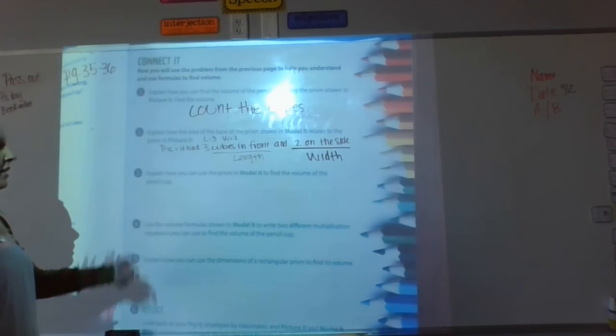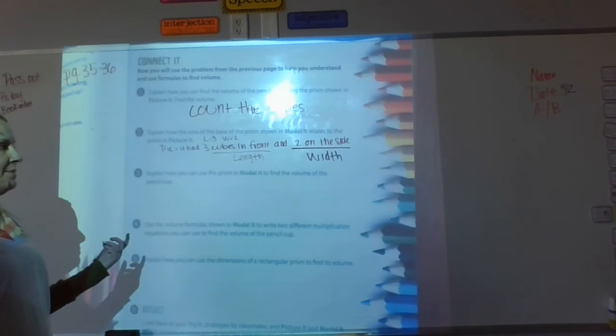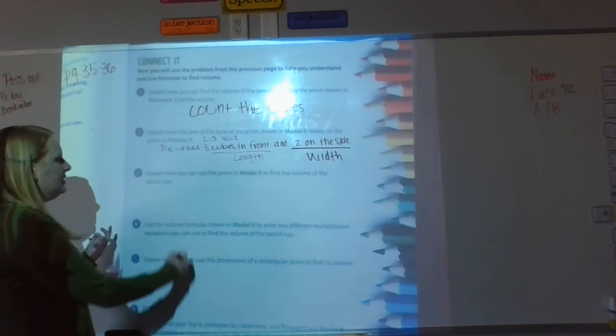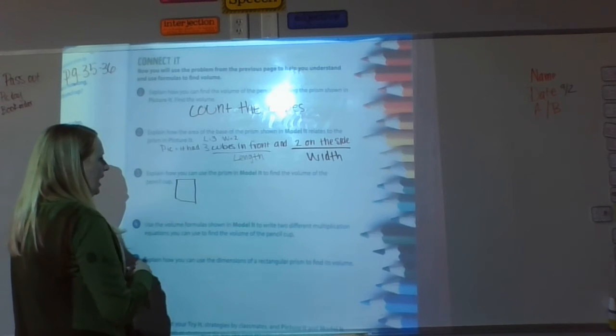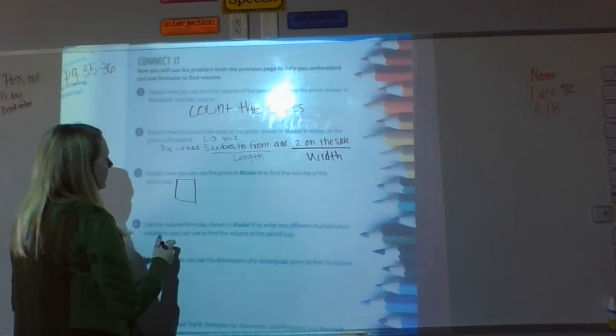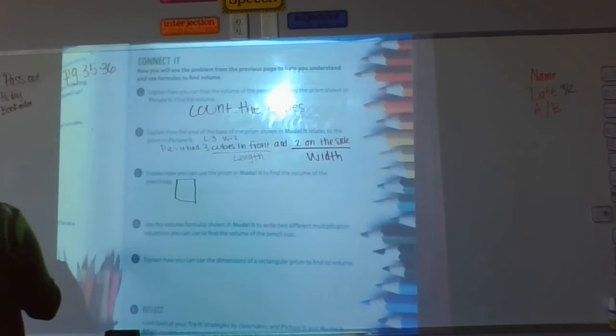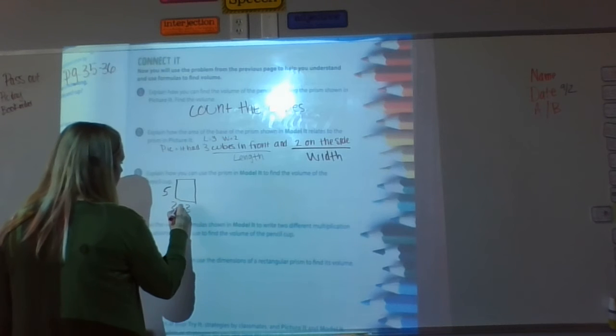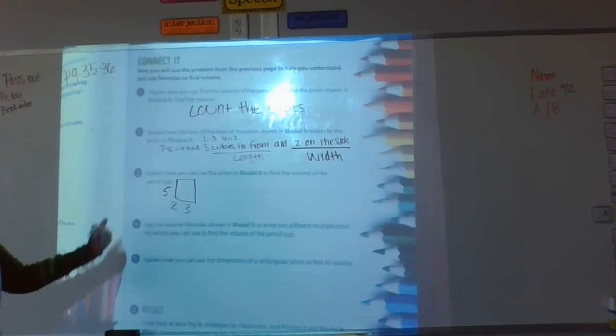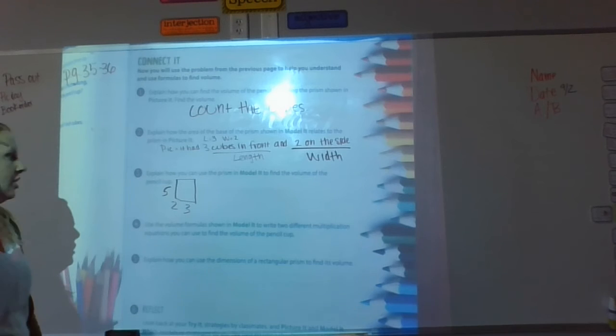All right, let's look at 3. So how can you use the prism and Model It to find the volume of the pencil cup? Well, in Model It, it has the cup, right? And it has it labeled. It has, sorry guys, I can't remember the measurements. 5, 2, and 3. So how can we use that to figure out the volume?